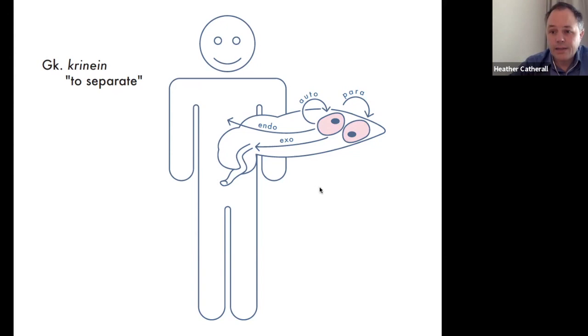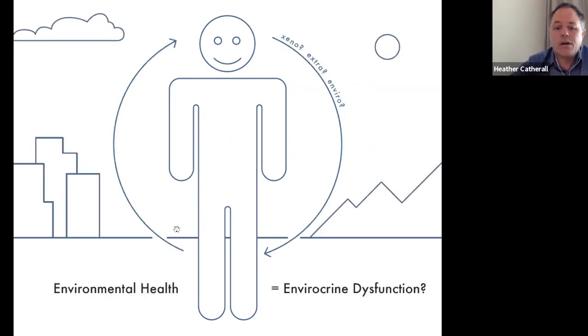So analogously, we can talk about perhaps the envirocrine system. So scaling up from the cell to the organism. And at that level, we do create things, send them out into the world, and there's a feedback loop, and they can come back and impact our health.